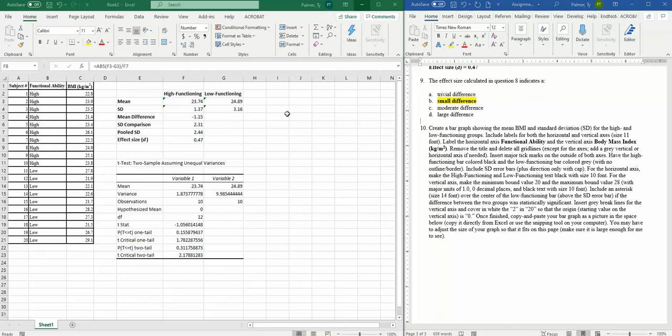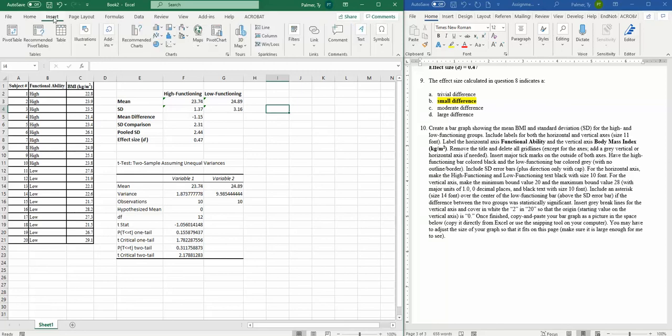To create a bar graph, it's fairly simple. And again, we're creating a bar graph of what? It says show the mean BMI and standard deviation for both groups. So that's what we're creating a bar graph of. In order to do that, go back to Excel, go to Insert, and before we click on a chart, we're going to click on the bar chart, which is the bar graph.